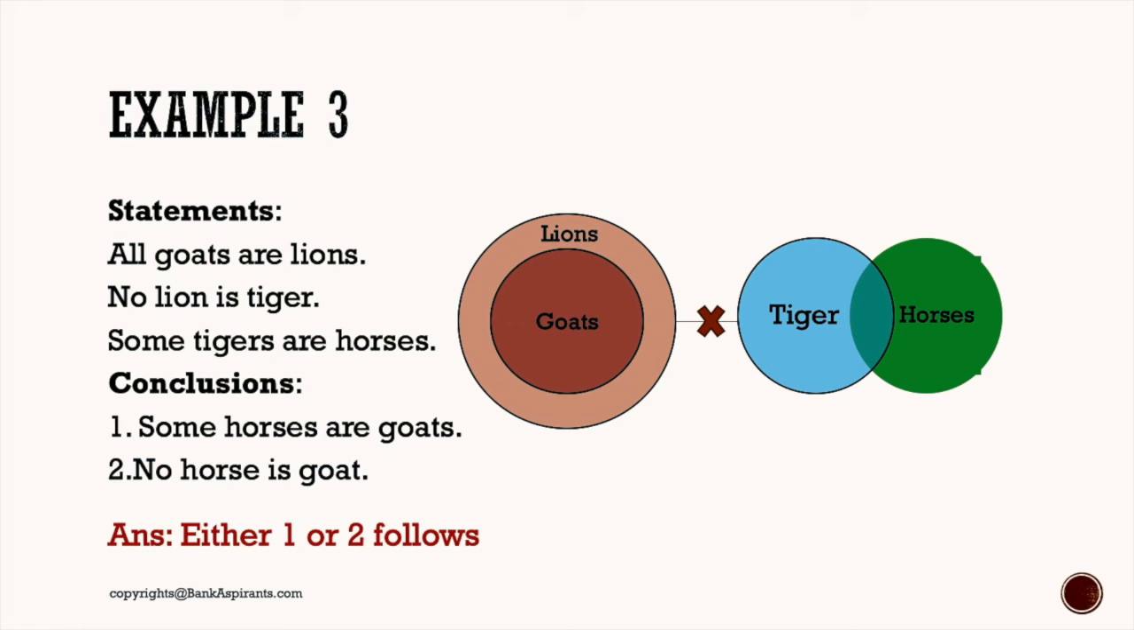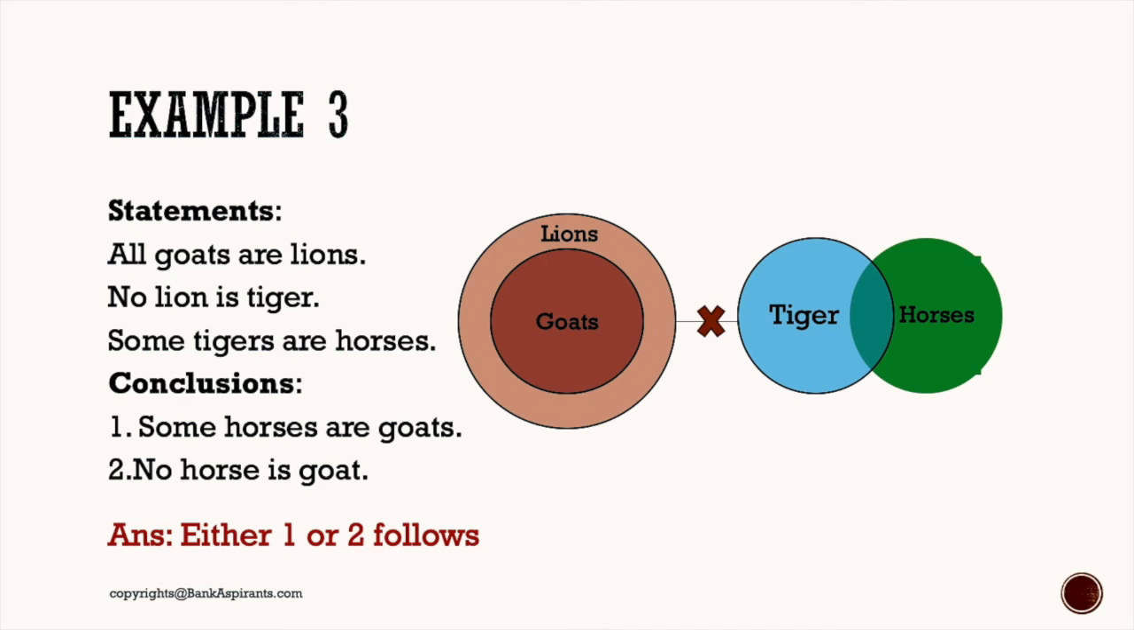It is only possible if you are given the same type of variables. For example, if the first conclusion is some horses are goats, and the second conclusion is no tiger is goat, then you can't say either 1 or 2 follows. Only the variables should be the same in both the conclusions, with the some and no keywords. Okay, then only this either 1 or 2 follows will be correct. So this type of question also you will be getting. Okay, I think you have understood this.